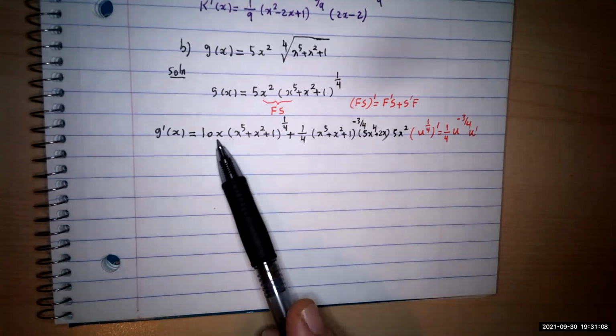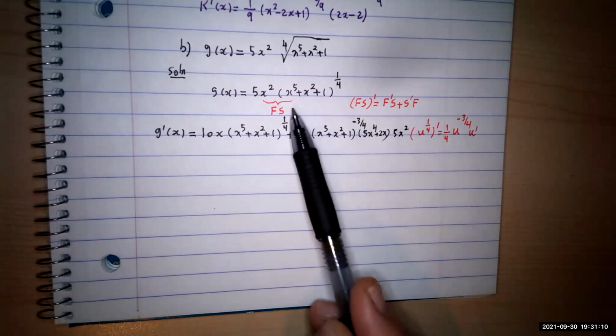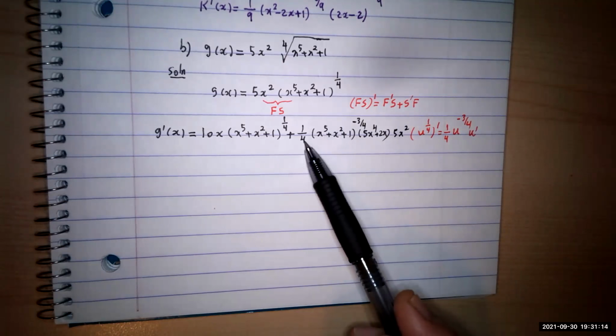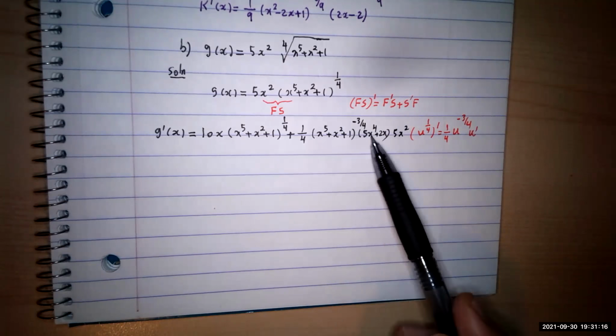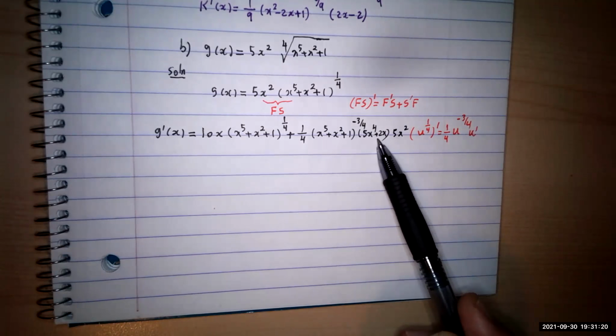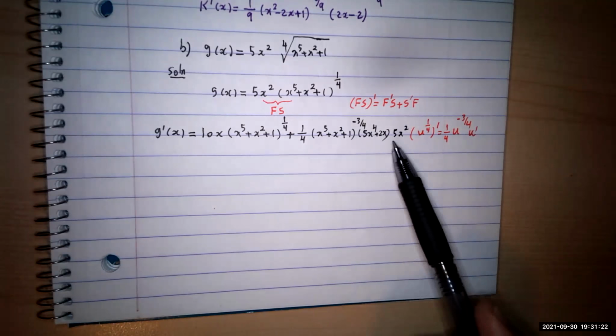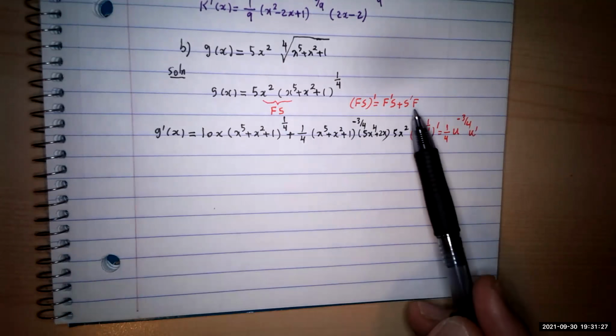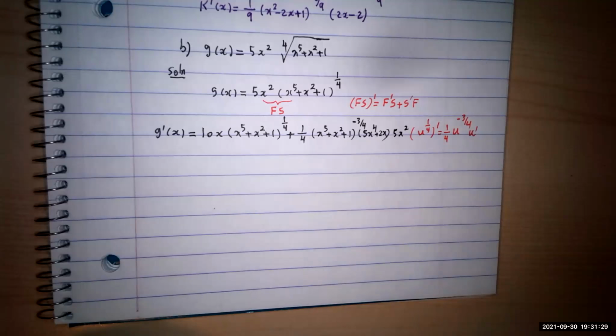Okay, so this is the first times second. Second is u type, so it's going to be a quarter, u to the negative quarter times u prime. This is the second. And the first, derivative of the second times the first is 5x squared. Okay, this is it, second prime times first. Any question?